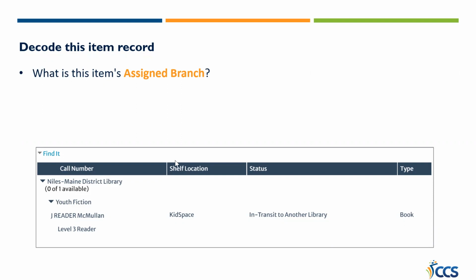Correct, Niles. Yep. It's sorted under Niles Main in the pack, so we know it is assigned to Niles. And what is the circulation status of the item record? You got it, in transit. Yep. You see the status in transit to another library. That's one of the statuses that displays in the pack. So we know it's a one-to-one circ status and pack status.